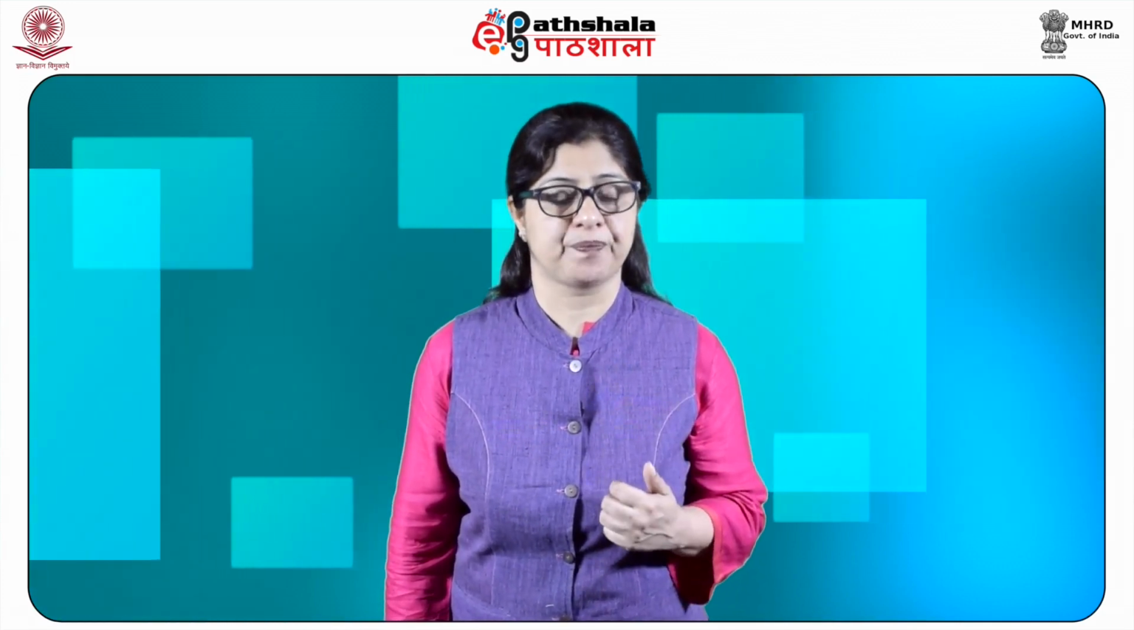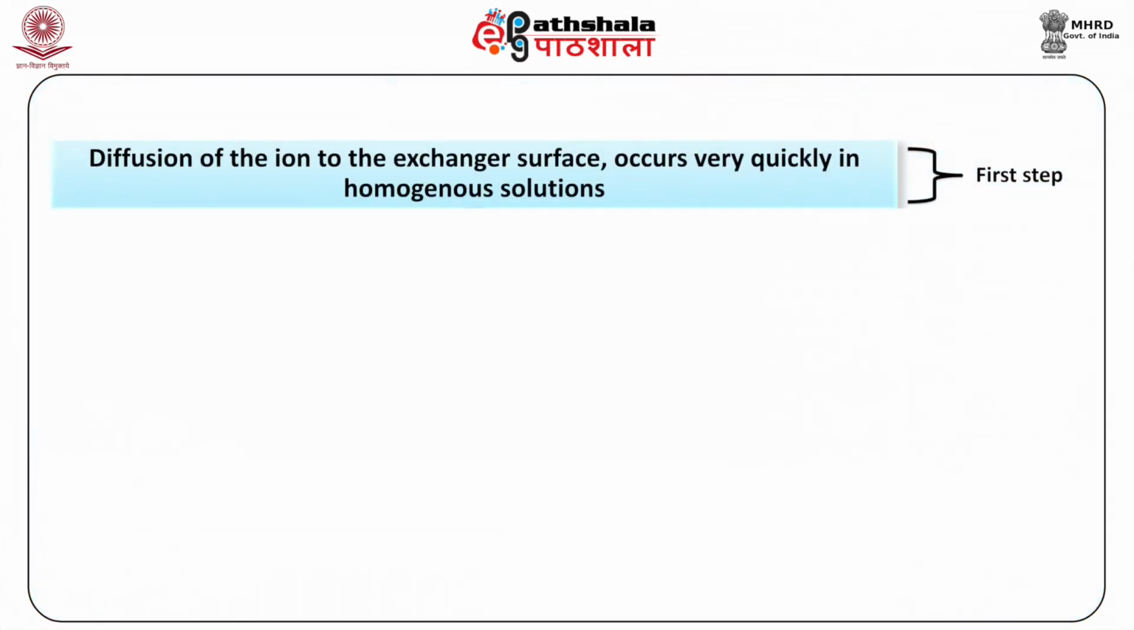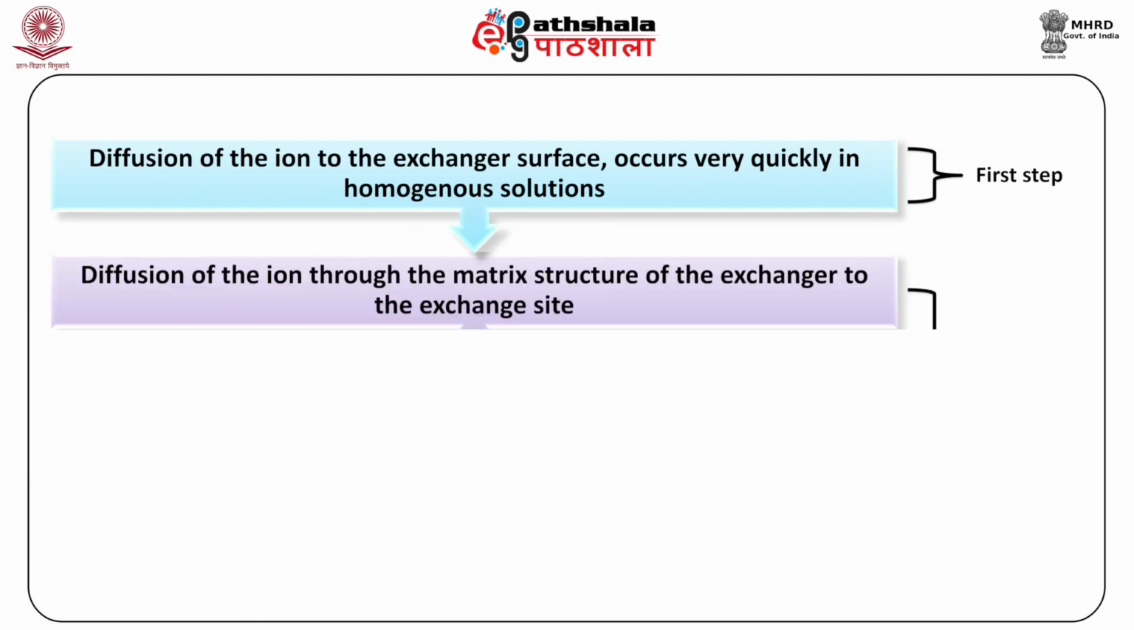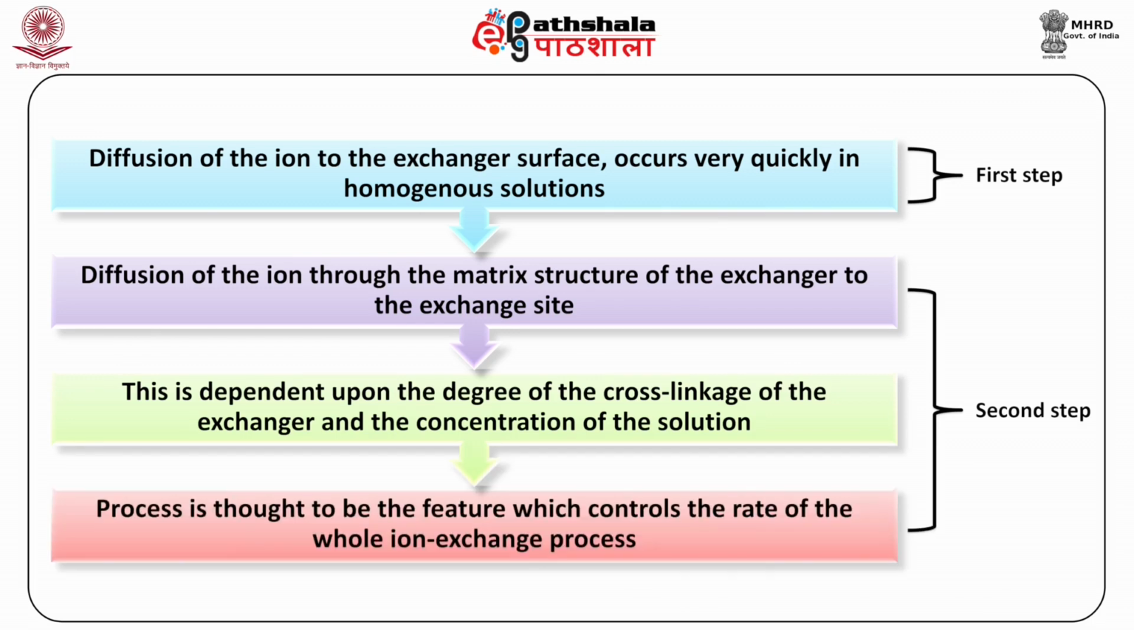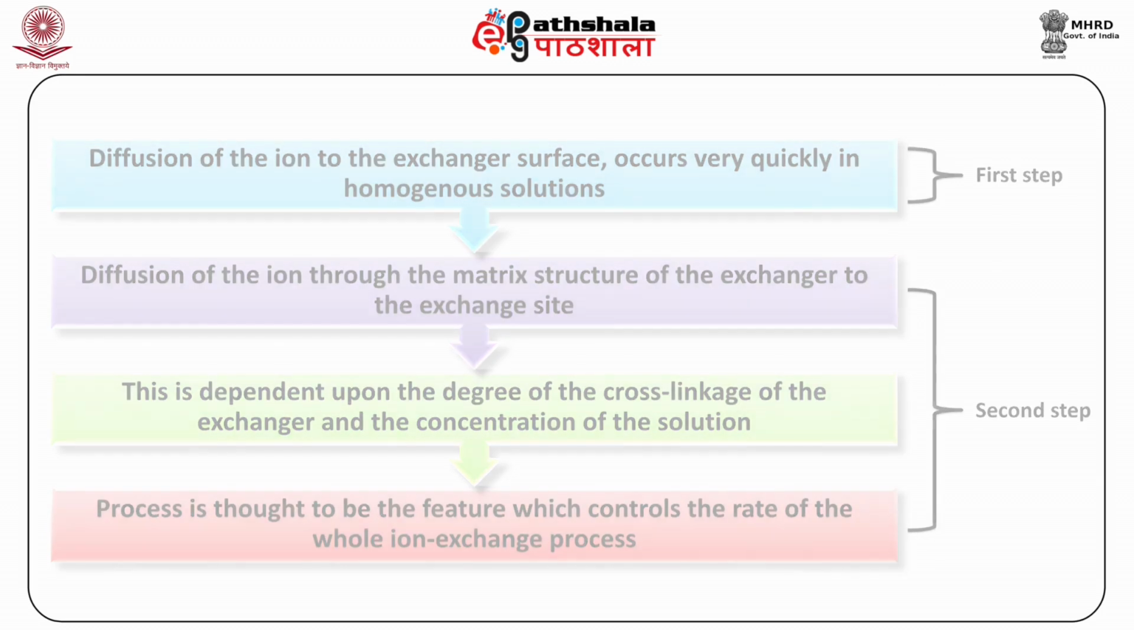The actual ion exchange mechanism is thought to be composed of five distinct steps. Firstly, diffusion of the ion to the exchanger surface. This occurs quickly in homogeneous solutions. Secondly, diffusion of the ion through the matrix structure of the exchanger to the exchange site. This is dependent upon the degree of cross linkage of the exchanger and the concentration of the solution. This process is thought to be the feature which controls the rate of the whole ion exchange process.